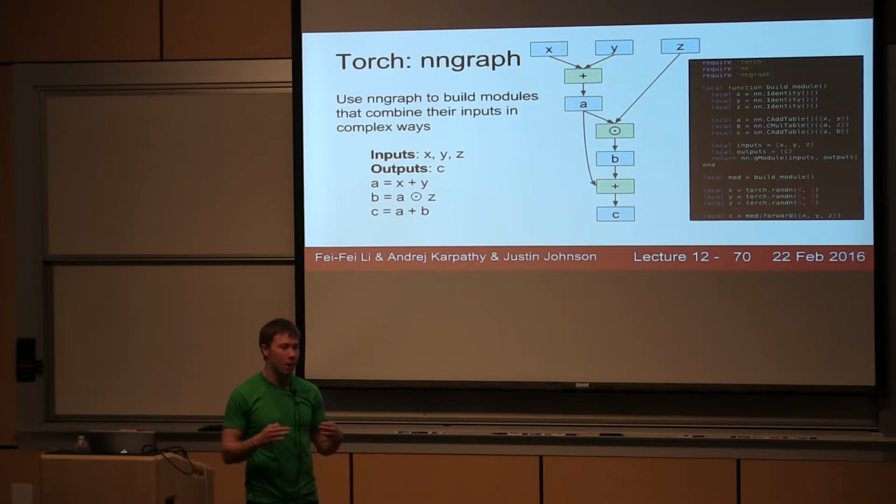And again, these are not actual tensor objects. These are symbolic references that are being used to build up this computational graph in the backend. And now we can actually return a module here where we say that our module will have inputs x, y, and z and outputs c. This nn.gModule will actually give us an object conforming to the module API that implements this computation. Then after we build the module, we can construct concrete Torch tensors and feed them into the module, which will actually compute the function.